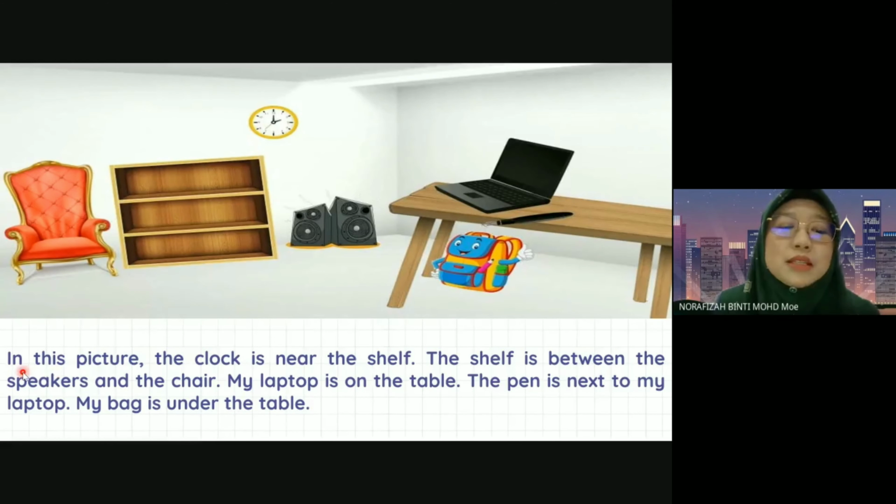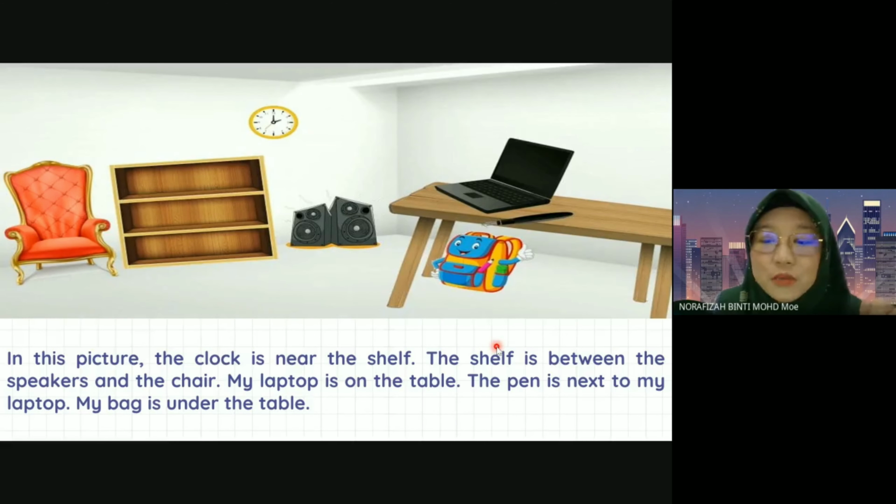So the sentence. In this picture, dalam gambar ni, okay. The clock is near the shelf. Jam dinding dekat dengan rak. Okay, ni bukan atas eh, bukan on. Dekat sebab dia macam ni. Tu ayat pertama. Second sentence. The shelf is between the speakers and the chair.